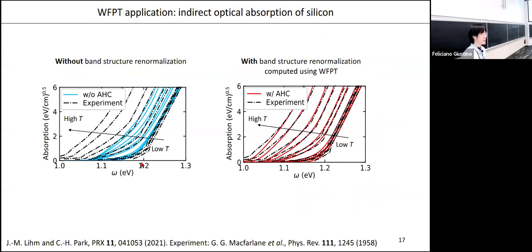So here we compare the calculation of the optical absorption spectra without the band structure renormalization and with the band structure renormalization. This second calculation is made possible thanks to Wannier function perturbation theory because it requires a calculation of the self-energy on a very dense mesh of k points. You can see very clearly that without this effect, you do not reproduce the redshift of the spectra, which is seen in experiment, while in the second plot, you nicely reproduce the temperature dependence of the onset and the slope of the spectra without making an arbitrary shift of each spectrum to match the experimental onset.